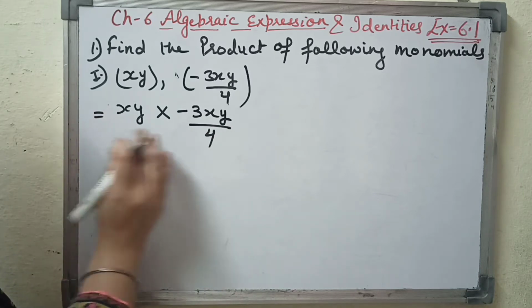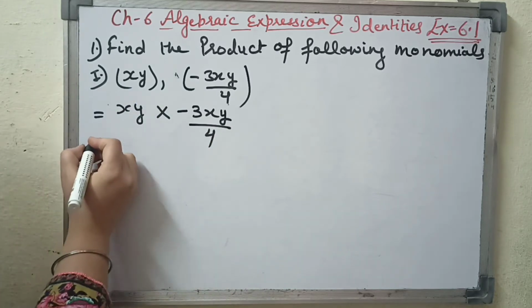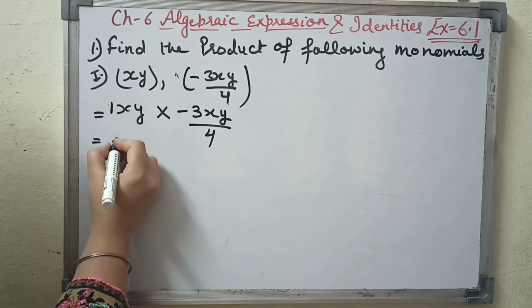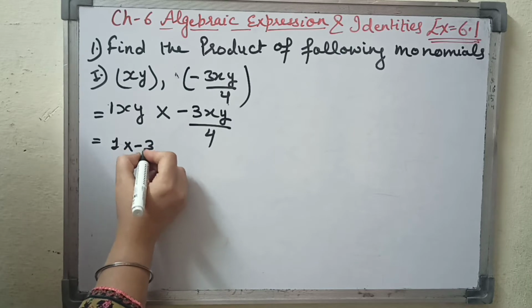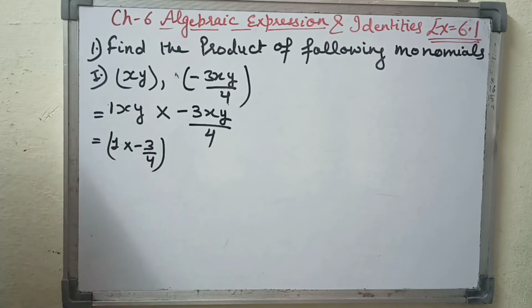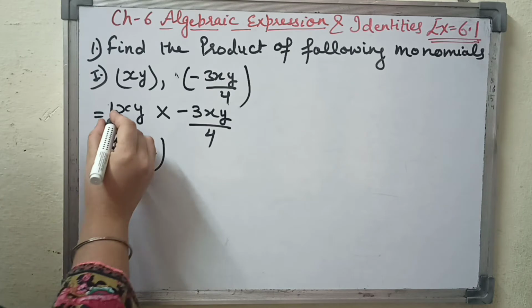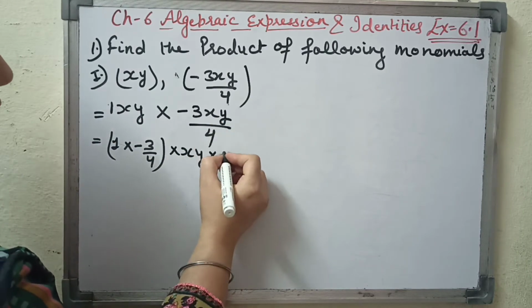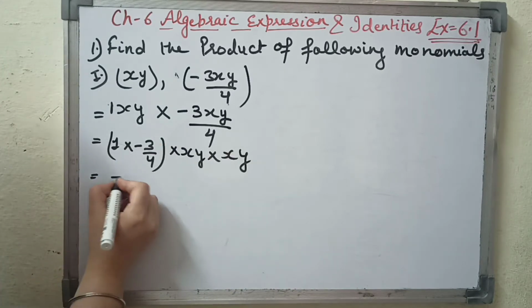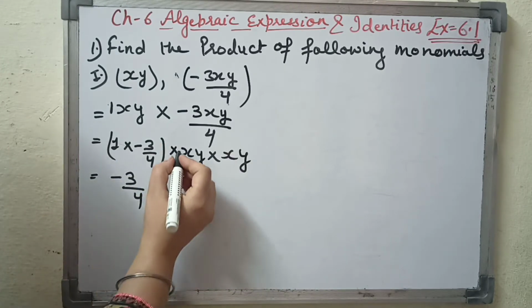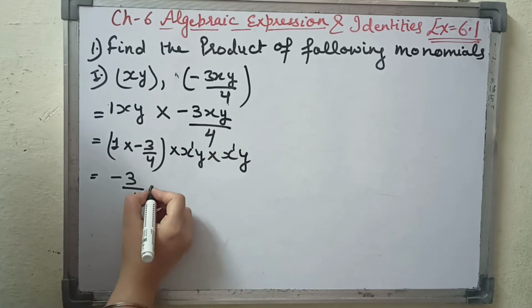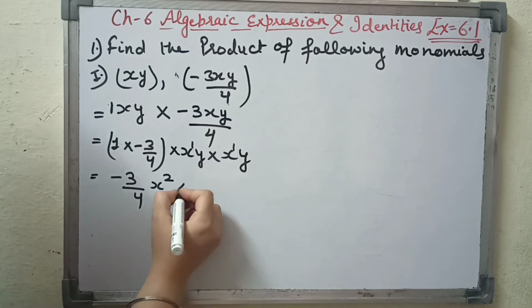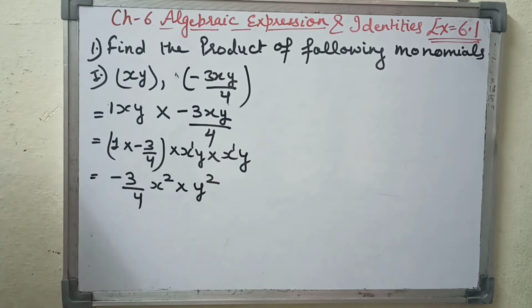Now, whenever we multiply a monomial with a monomial, first of all we have to write down the constant. Here the constant is 1 and in the second term the constant is minus 3 over 4. Now, we have to take all the variables together, that is xy multiplied by xy. So this becomes minus 3 over 4. x into x becomes x square. y multiplied with y becomes y square.